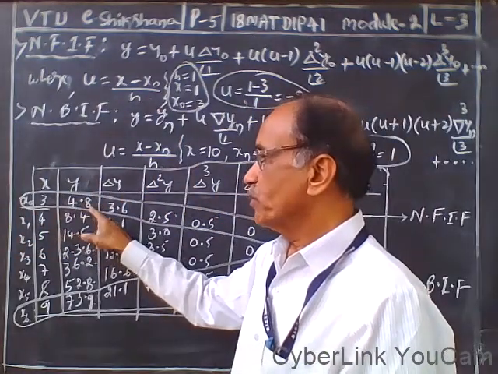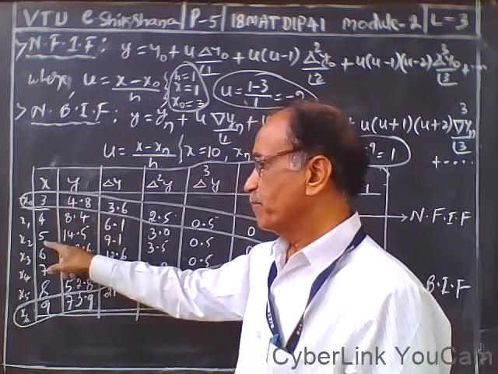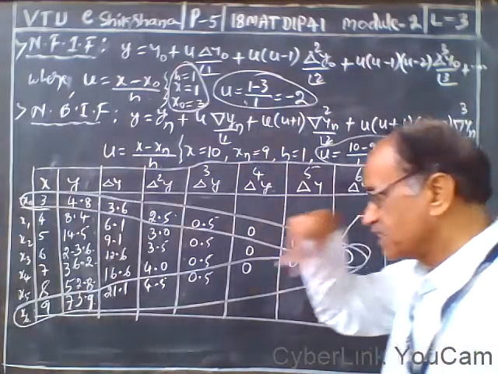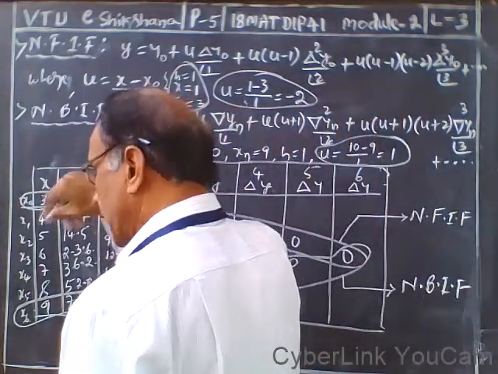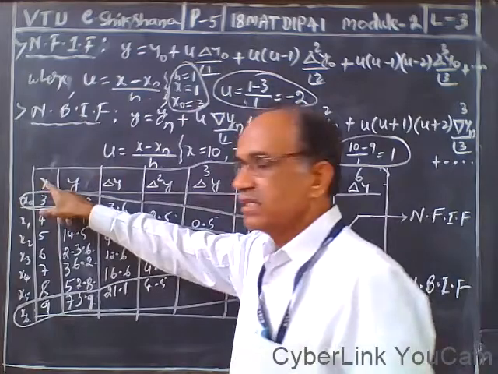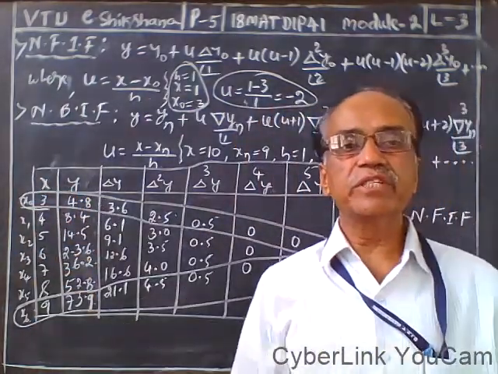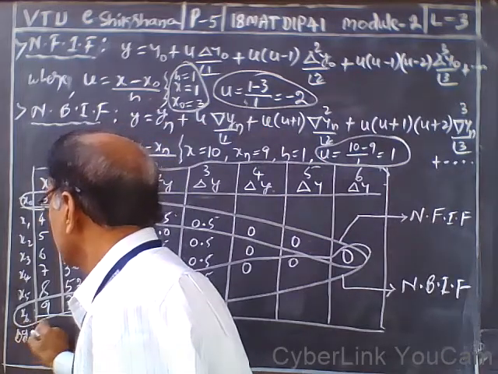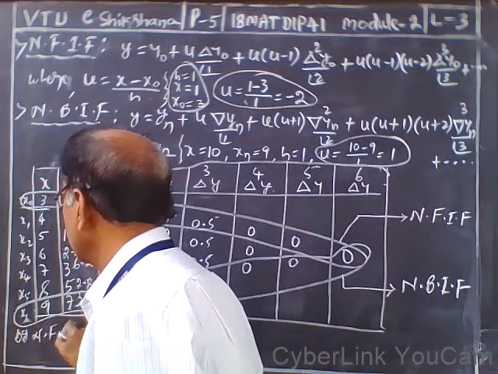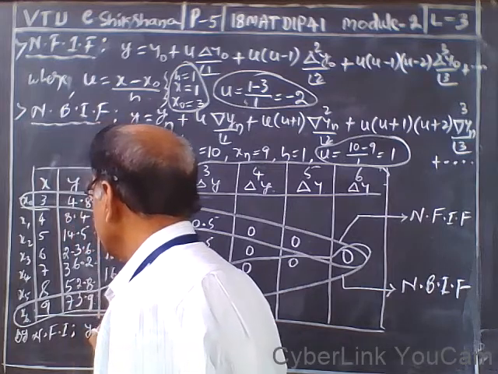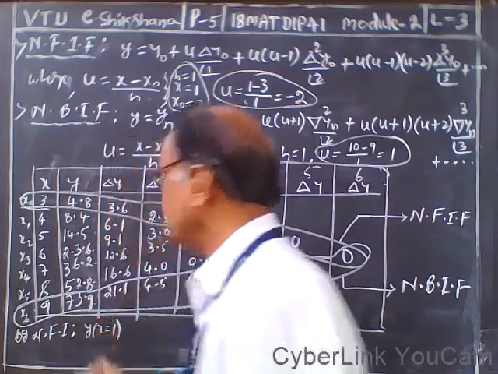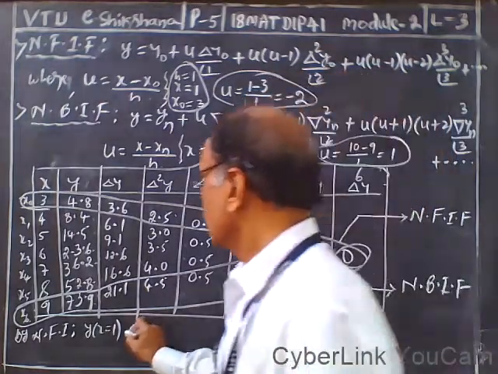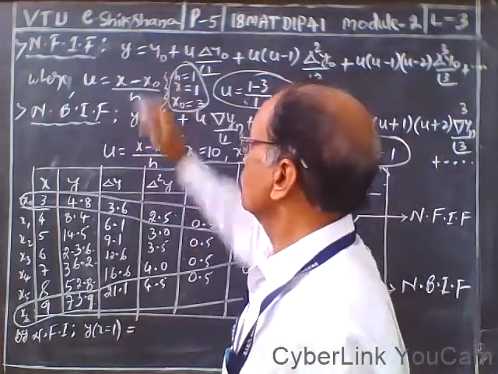At 3 it is 4.8, at 4 it is 8.4, at 5 it is 14.5, like that. In the series at x equal to 1, you have to calculate and write by Newton's forward interpolation formula. Therefore, by Newton's forward interpolation formula, y at x equal to 1, that means the first term, is equal to the first value y naught.